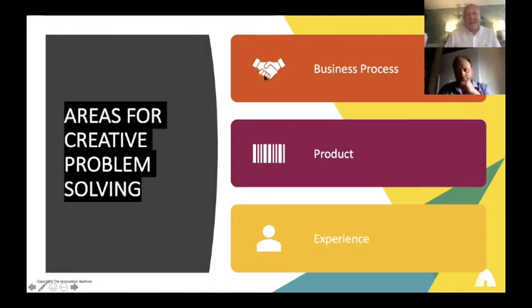Now, Zach said we're going to have a bit of interaction during this session, so we're going to launch a poll. Which areas have you used creative problem solving for in the past? Have you primarily used it for business processes internally? Have you primarily used it for product? Or have you primarily used it for coming up with new experiences? Or maybe something else, other? And do tell us about that in the chat. So we've got some votes coming in, that's lovely. We'll give it another 30 or 40 seconds for people to vote. It is multiple choice. So either business process, product, experience, or other.